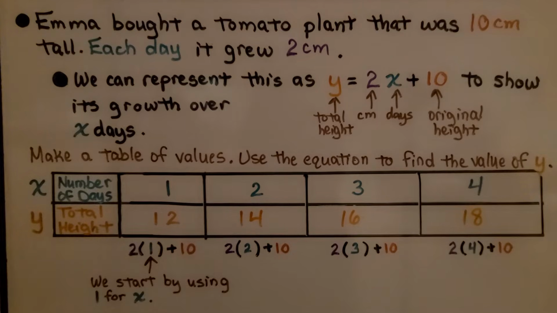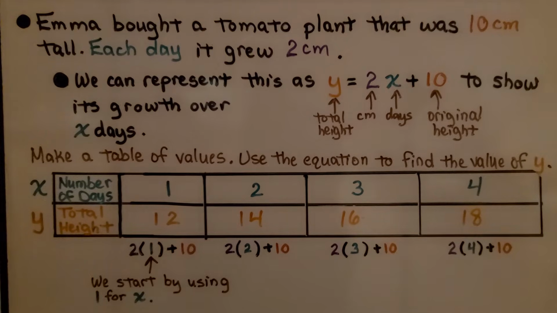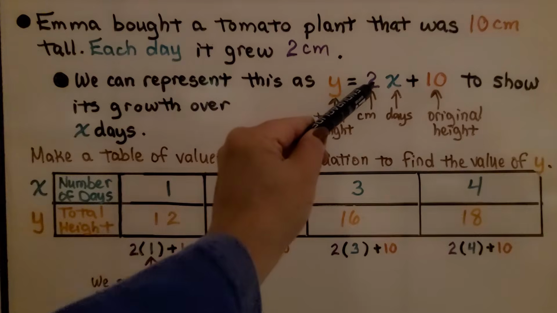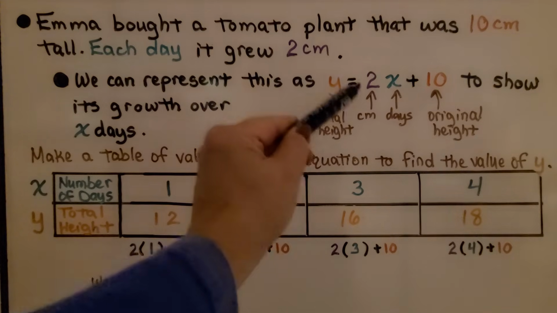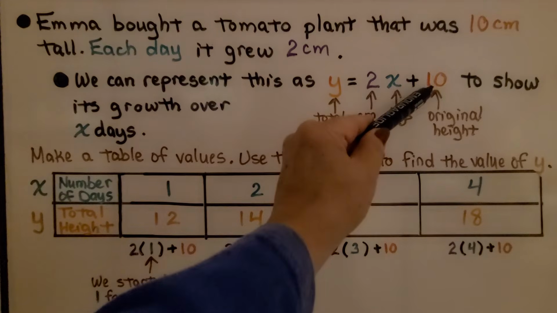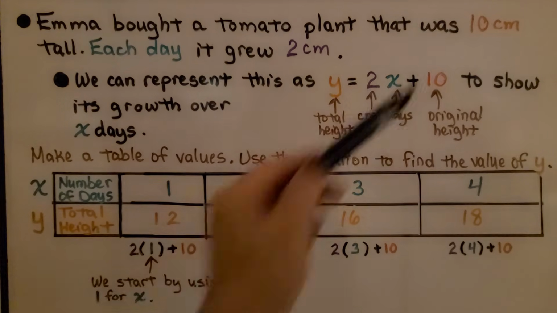Emma bought a tomato plant that was 10 centimeters tall. Each day it grew 2 centimeters. We can represent this as y is equal to 2x plus 10 to show its growth over x days. Y is going to be its total height. The 2 is the 2 centimeters it grows every day. X is the number of days it grew. And the plus 10 was its original height when she bought it.